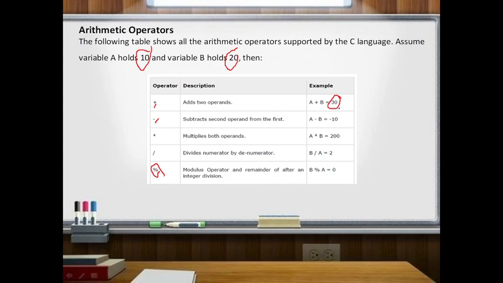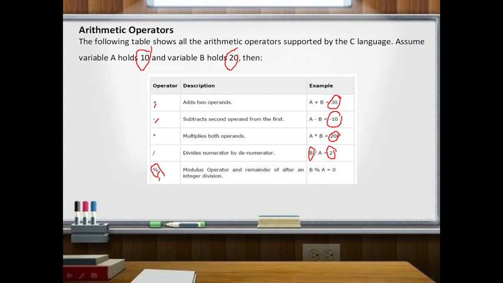These are also called binary operators, if you consider them based on operands. Then a minus b: a value is 10 minus b value is 20, so minus 10 is the result. Multiplication, 10 into 20, so 200 is the result. Then division, we take b divided by a, so 20 divided by 10, so it is 2.